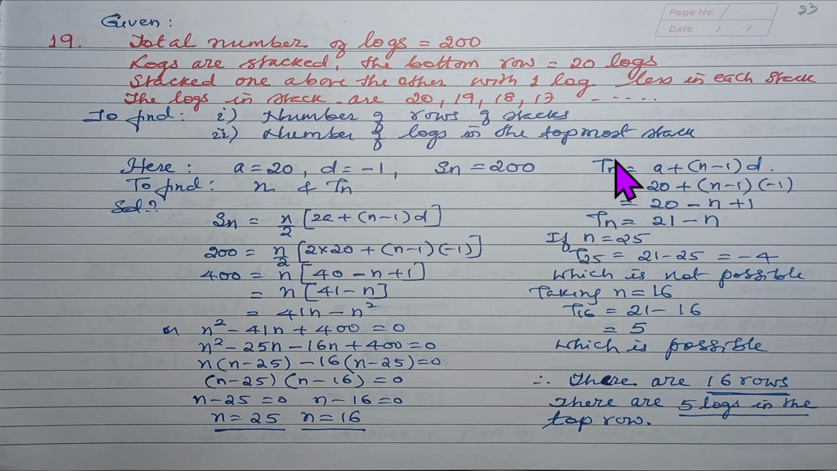Now coming to tn, tn is equal to a plus n minus 1 into d. And we have A is 20, 20 plus n minus 1 into minus 1, 20 minus n plus 1, tn is equal to 21 minus n. Taking n is equal to 25, we get t25 is equal to 21 minus 25 is equal to minus 4. So the value has come as minus 4 here, which is not possible. Therefore remember, t25 is equal to minus 4 is not at all possible.